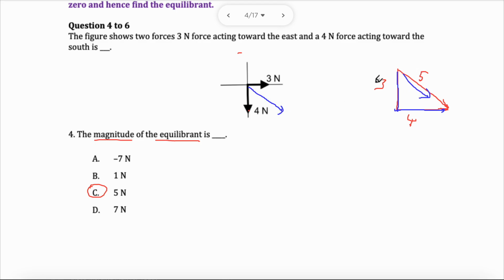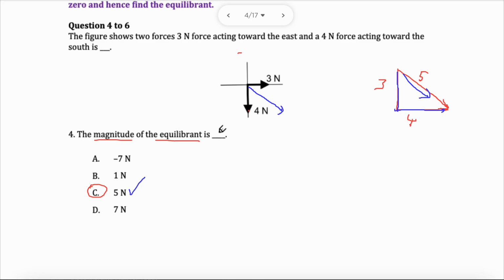If you use Pythagoras, 3 squared plus 4 squared, you will get 5. If you take the square root. This is actually a 3, 4, 5 triangle. If these two sides are 3 and 4, doesn't matter, 3, 4, the hypotenuse is always going to be 5. So that makes it easy for us. So directly we'll get the magnitude 5.